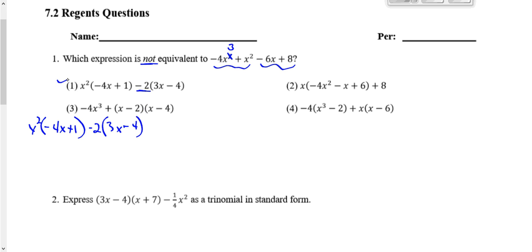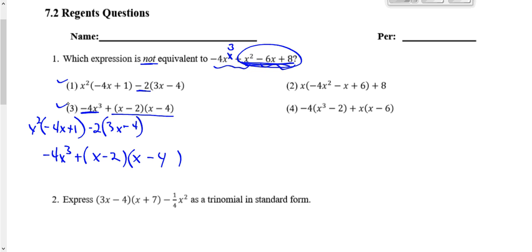What does it look like they did here? They just kept the negative 4x cubed, and then factored this like it's a simple version, isn't it? So get halfway done. What numbers go there and there? They have to multiply to 8 and add to negative 3. Negative 2 and negative 4. Oh, that's choice 3, yeah.